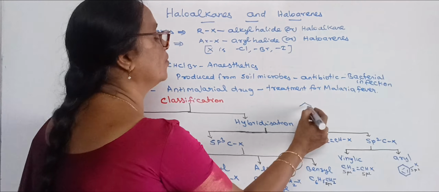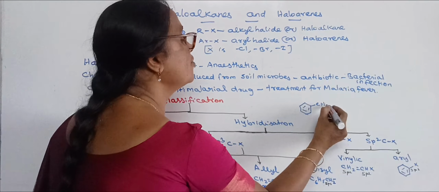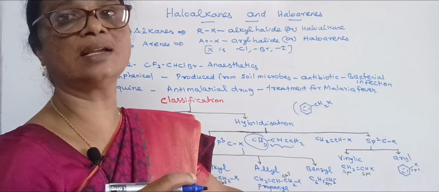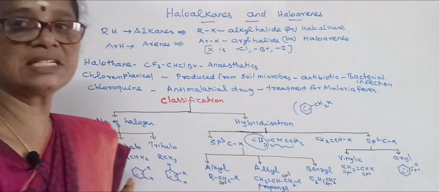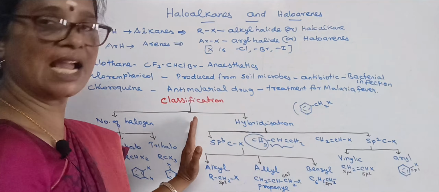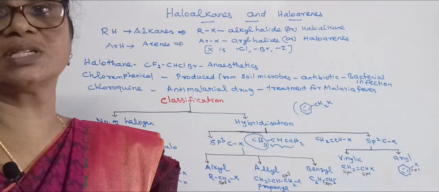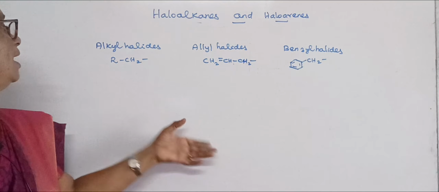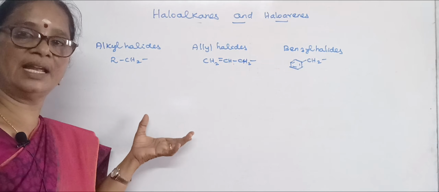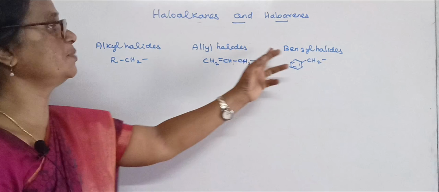Benzyl is the derivative, we can say, of toluene. Toluene is methyl benzene, in which one of the hydrogens is replaced by halogen. Those come under benzylic halide. So depending on the hybridization of carbon, we can classify these halo compounds into sp3 hybridized halo compounds and sp2 hybridized carbon halo compounds. Further to classification, we may take allyl halides, alkyl halides and benzyl halides, from which we can get the primary, secondary and tertiary derivatives of these respective halides.